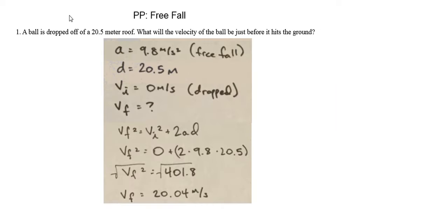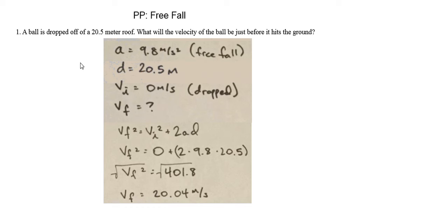Alright, free fall. I think there's two free fall problems here. First one, a ball is dropped off a 20.5 meter roof. What's the velocity just before it hits the ground? So we don't want to know the average velocity. We don't want to know v equals d over t. We want to know vf, final velocity.